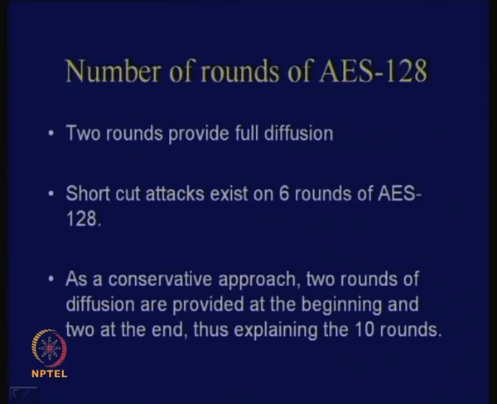Actually, people have found out that 6 rounds of AES 128 has shortcut attacks, which means there are attacks which are better than an exhaustive search. So as a conservative approach, it was thought that we will keep 2 rounds of diffusion at the beginning and 2 rounds of diffusion at the end. So you have got 6 rounds of AES 128. As a safeguard, you keep 2 rounds at the beginning and 2 rounds at the end. These 2 rounds are supposed to provide you full diffusion.